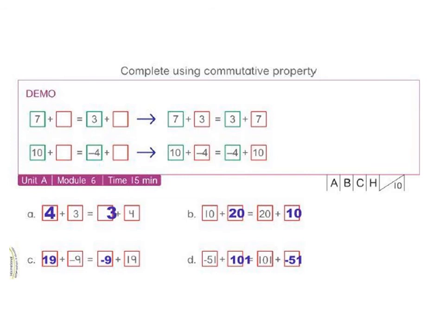So the answers are: number A, 4 plus 3 equal to 3 plus 4. Number B, 10 plus 20 equal to 20 plus 10. Number C, 19 plus minus 9 equal to minus 9 plus 19. And number D is minus 51 plus 101 equal to 101 plus minus 51. This was easy, right? Now let us move on to the next property.